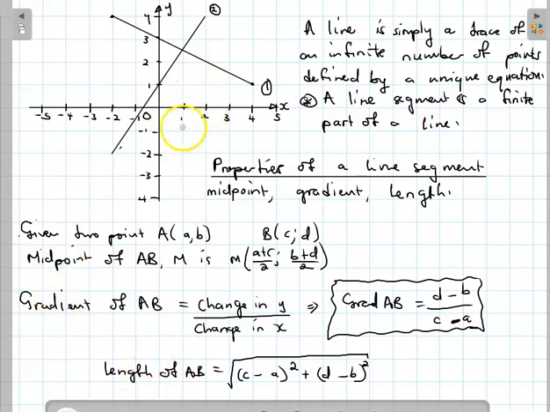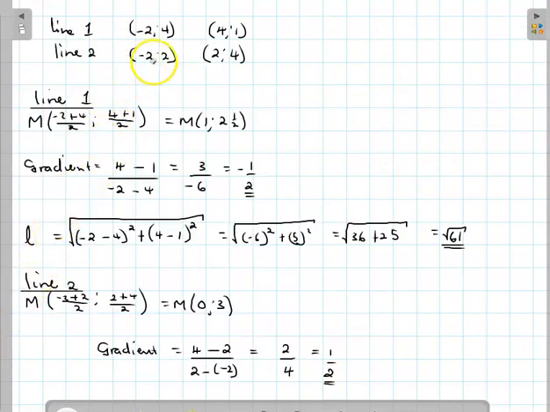I just noticed that my working is showing some inconsistency, and I think I have seen the problem. The coordinates of line 2 are negative 2, negative 2, not negative 2, 2. So let's just correct that one. So this is negative 2, not 2. So that will make this 1. That will make this 1.